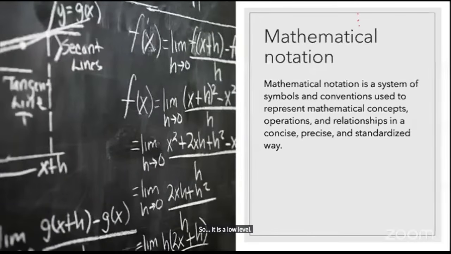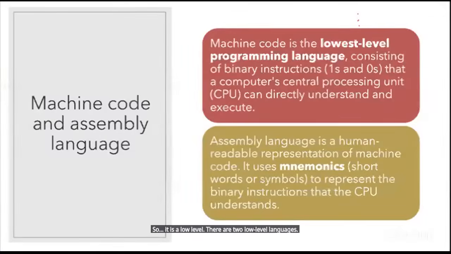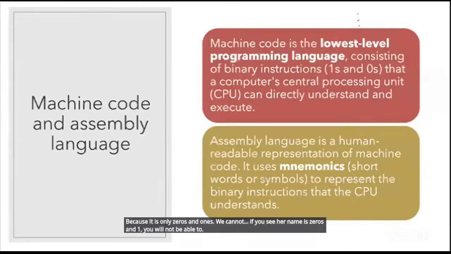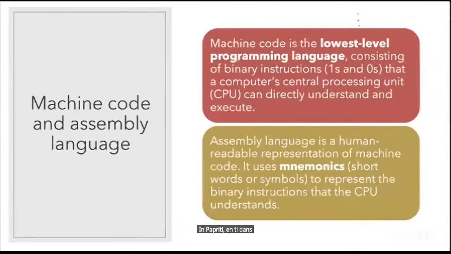There are two low-level languages: assembly language and machine code. Machine code is worse because it is only zeros and ones. If you see your name as zeros and ones, you will not be able to interpret it until you sit down and start converting it back to English. But with assembly language, yes, some symbols, you can see a symbol and guess what it is talking about. However, it is still a low-level language, not a high-level language.